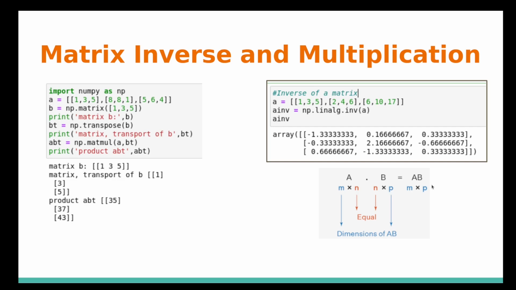And the resultant matrix that you're going to get is going to have the number of rows of the first matrix and the number of columns of the second matrix. So this mathematical requirement still is imposed when you work with matrix objects.